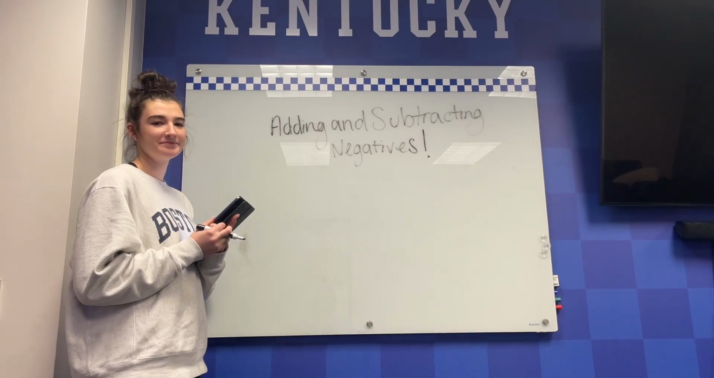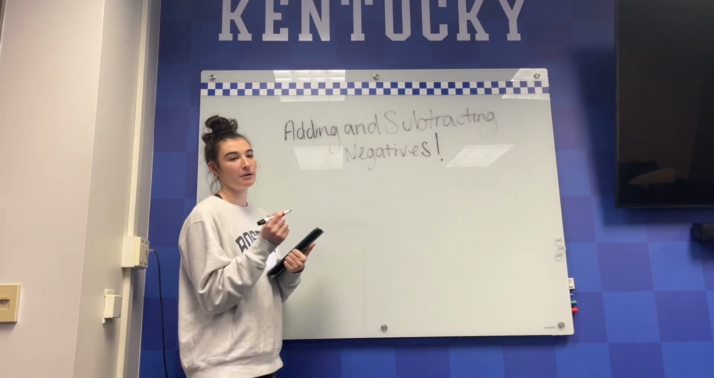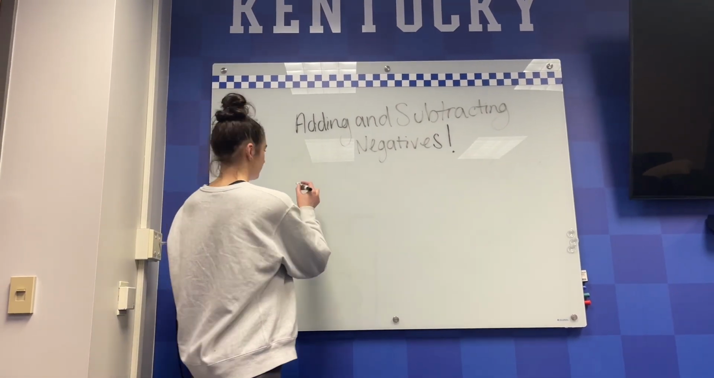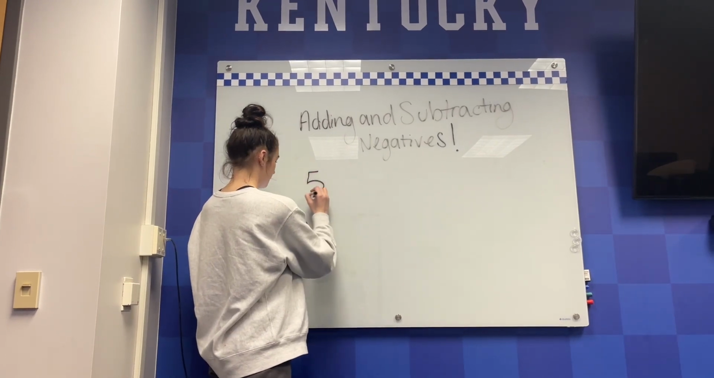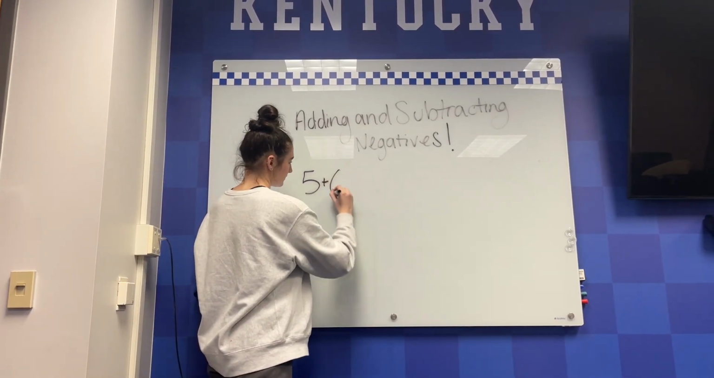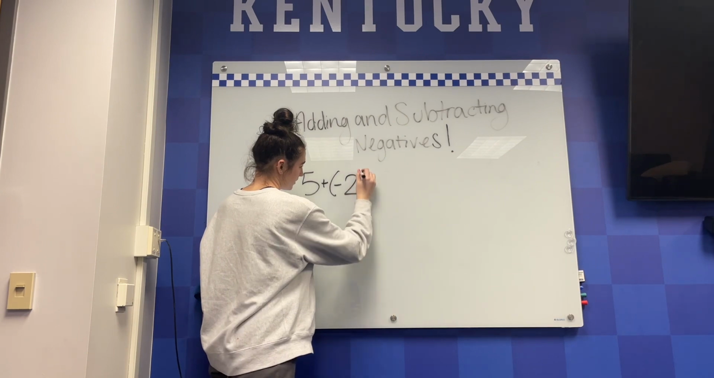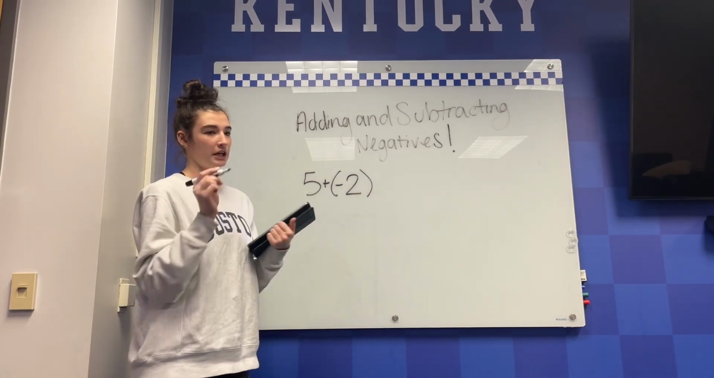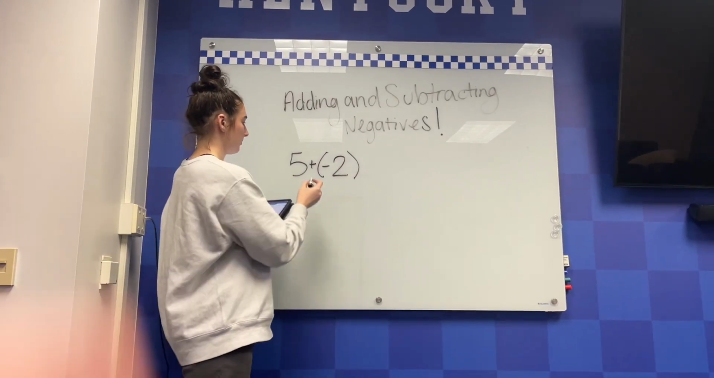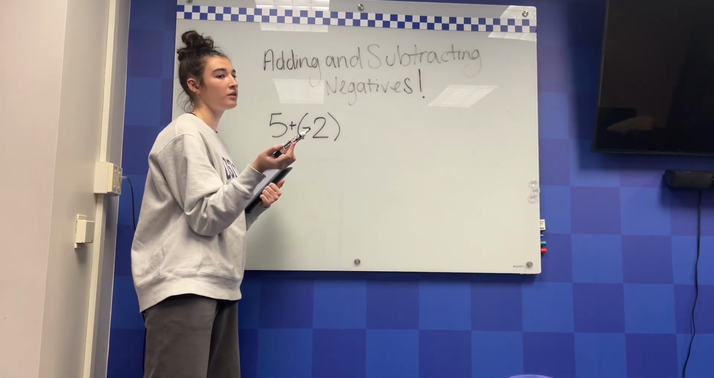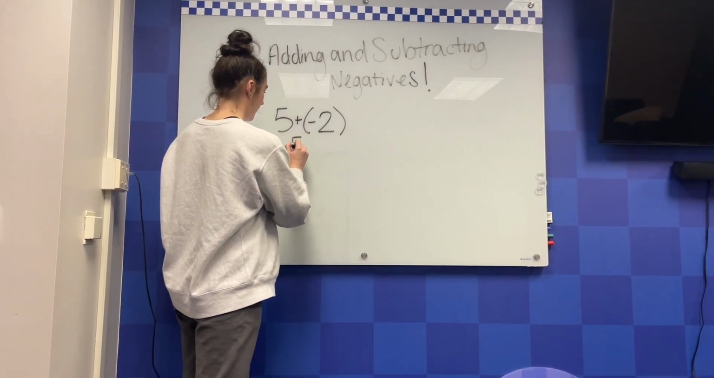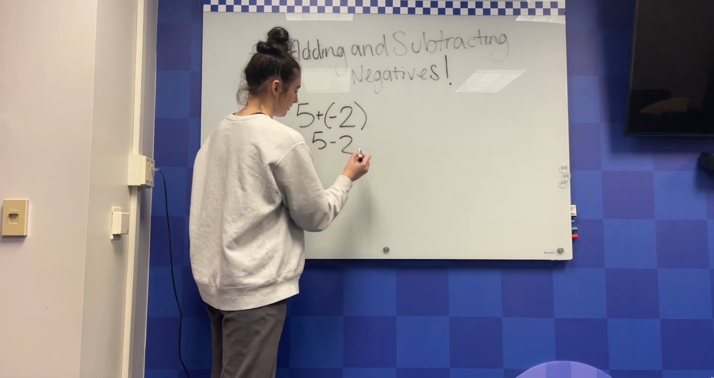Two. Okay, so now let's do some practice problems, but we're going to use a number line for the first few. So our first problem is going to be 5 plus negative 2. So now let's change it into our other equation. So when we add, again, what is our rule? It's subtraction. So 5 minus 2.